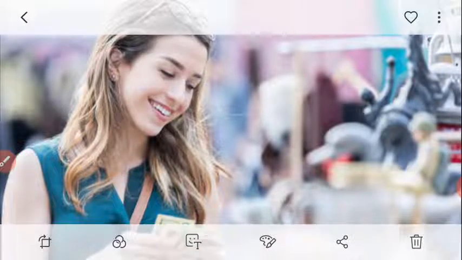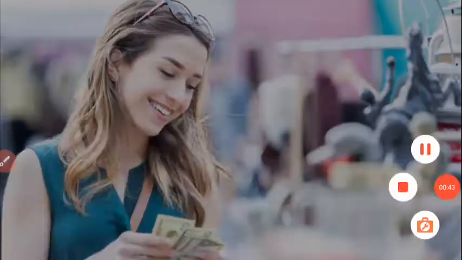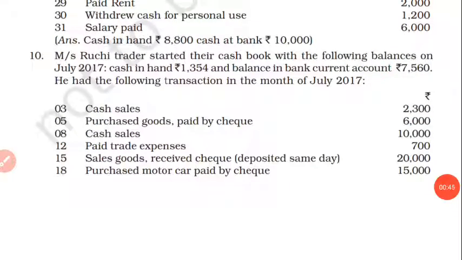See what the question is saying. Question number 10 says Mr. Ruchi Trader started business with their cash book with the following balances on July 17. Cash in hand was 1354 and bank balance 7560. He had the following transactions in the month of July.